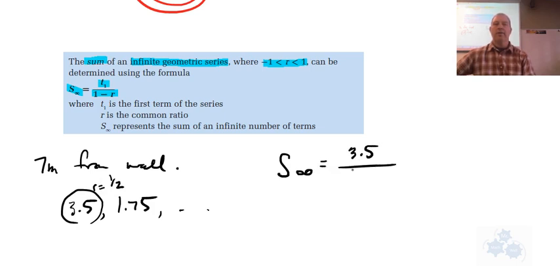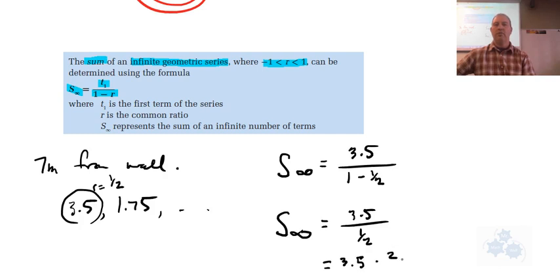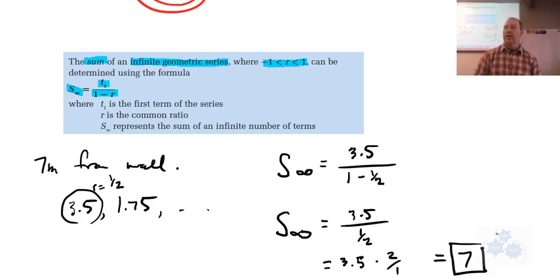So let's see what happens when we stick this together. 3.5 divided by 1 minus 1/2. That's what the formula says. So if I were to add an infinite number of terms that are each multiplied by 1/2 and added together, I get 3.5 divided by 1/2, which is 3.5 times 2 over 1, which is, look at that, 7. So I've covered a full 7 meters if you take that pattern to infinity.